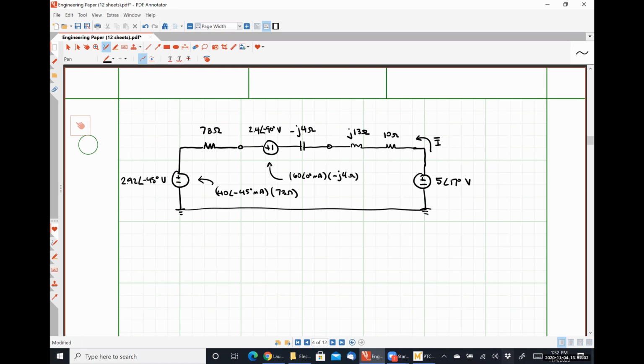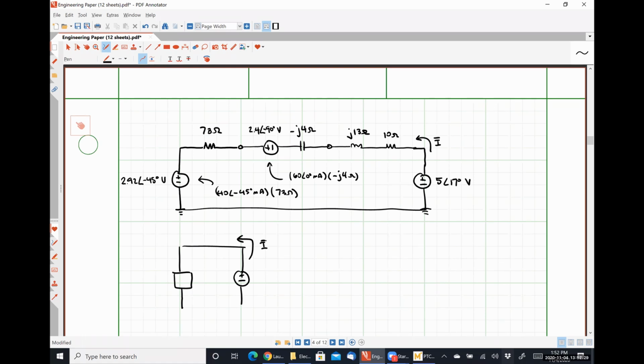Combine all the impedances. Okay, so I would argue that we can combine all of the impedances, and we can also combine all of the voltage sources. So this is going to look like, I'm putting my impedance on the left-hand side, and I'm going to put my voltage on the right-hand side.